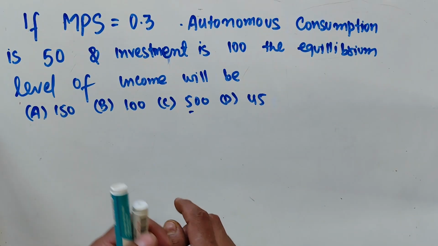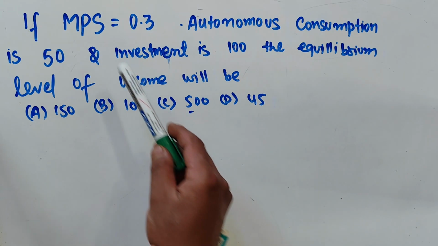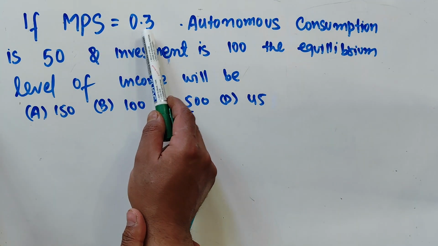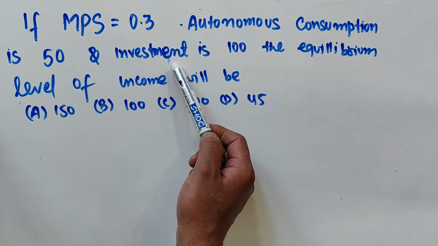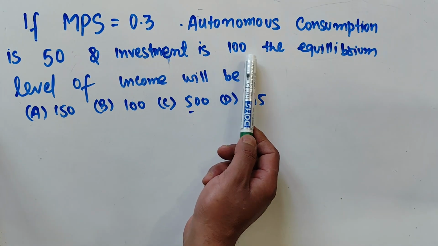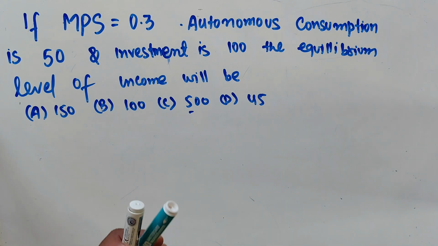In this video, we will learn how to find out the equilibrium level of income. The question is, if marginal propensity to save is equal to 0.3 and autonomous consumption is given as 50 and autonomous investment is given as 100, we need to find out the equilibrium level of income. Options are given, we need to find out the correct option.